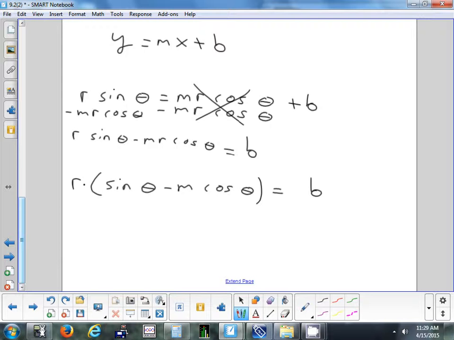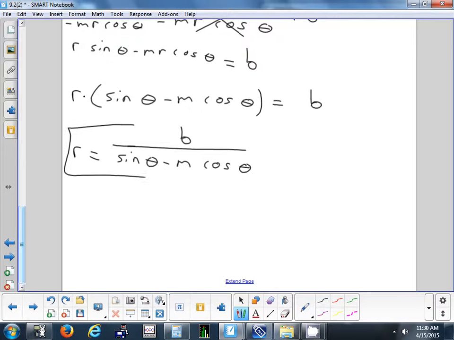And now my last step is I want to get rid of what I've multiplied r by, the sine theta minus m cosine theta. So how would I move what's in parentheses to the other side? Darren? Yeah, we divide it. So we get b divided by sine theta minus m cosine theta. That's the equation of a line in polar.